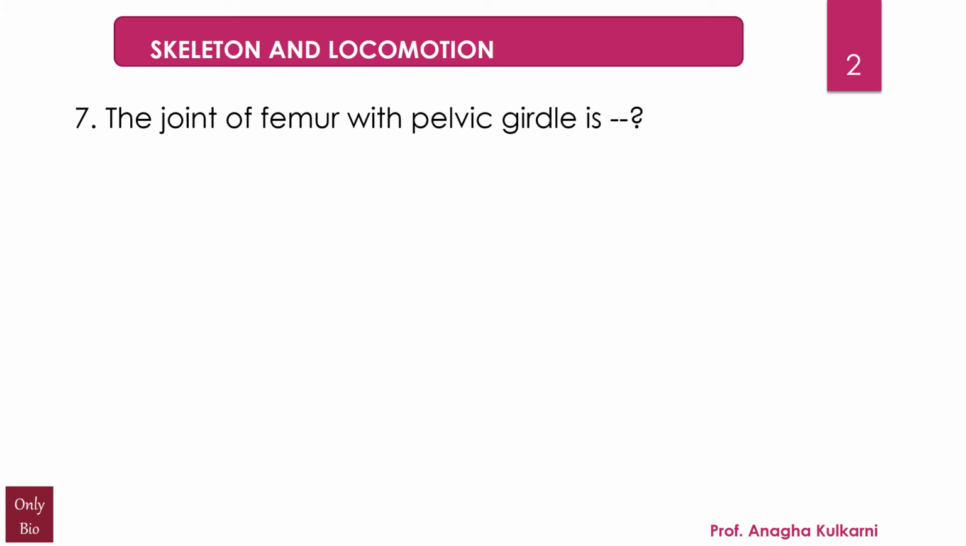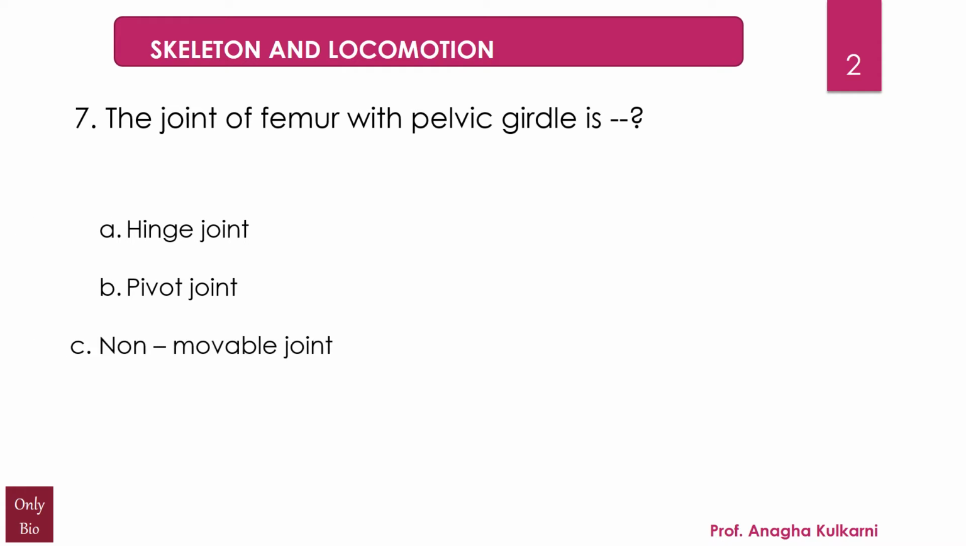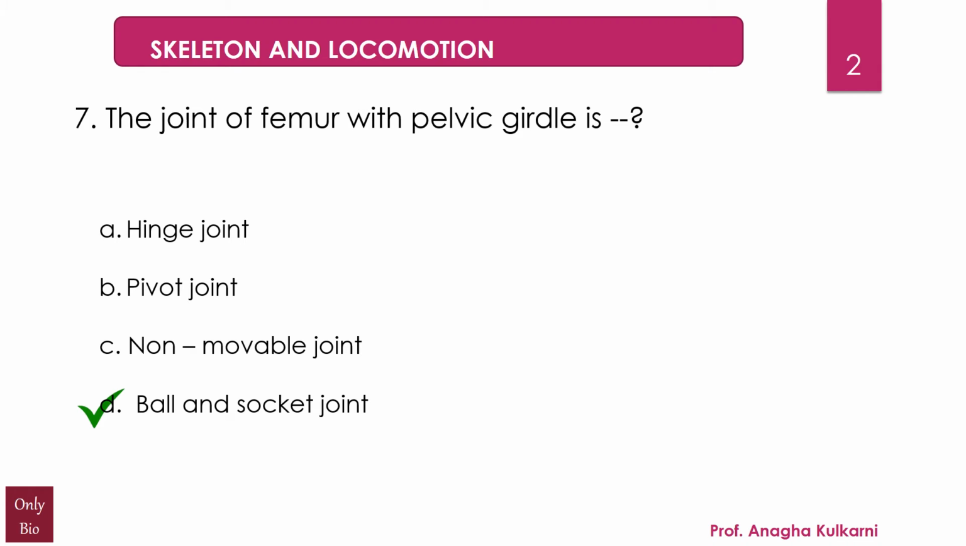Question number 7. The joint of femur with pelvic girdle is dash. A. Hinge joint. B. Pivot joint. C. Non-movable joint. D. Ball and socket joint. And the correct answer for this question is D. It is a ball and socket joint.